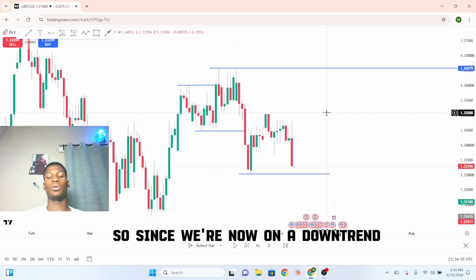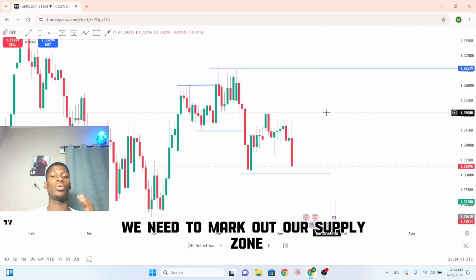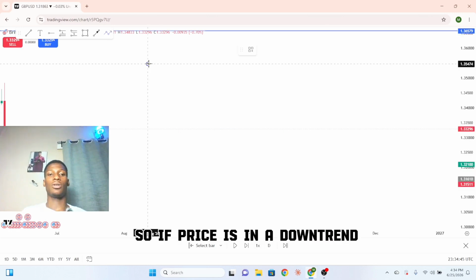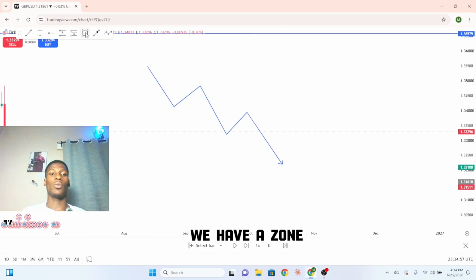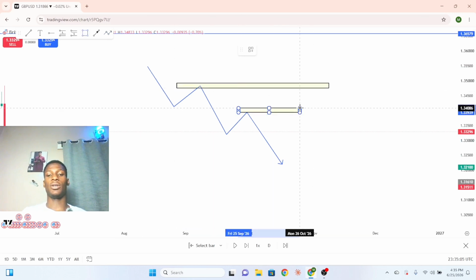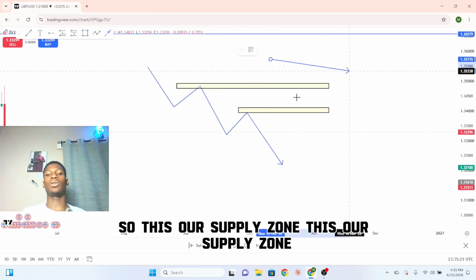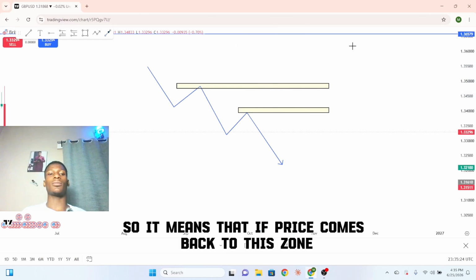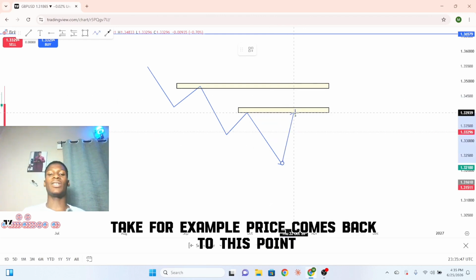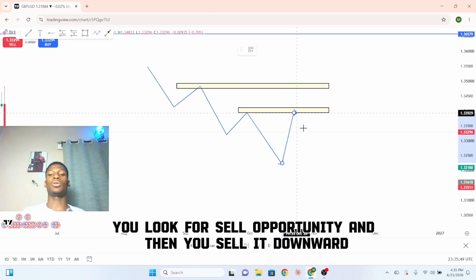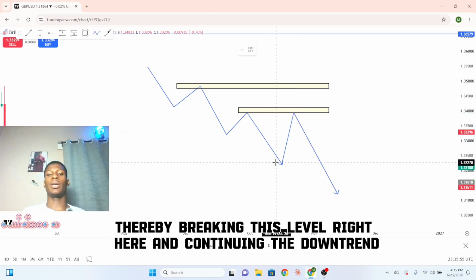So since we're now on a downtrend and we're looking for sell opportunities, we need to mark out our supply zone. If price is in a downtrend, just like this, we have a zone at this point. So this is our supply zone, this is our supply zone. It means that if price comes back to this zone, price should sell, or if price comes out to this zone, price should sell, whichever it is. Take for example, price comes back to this point, you look for a sell opportunity and then you sell it downward, thereby breaking this level right here and continuing the downtrend.